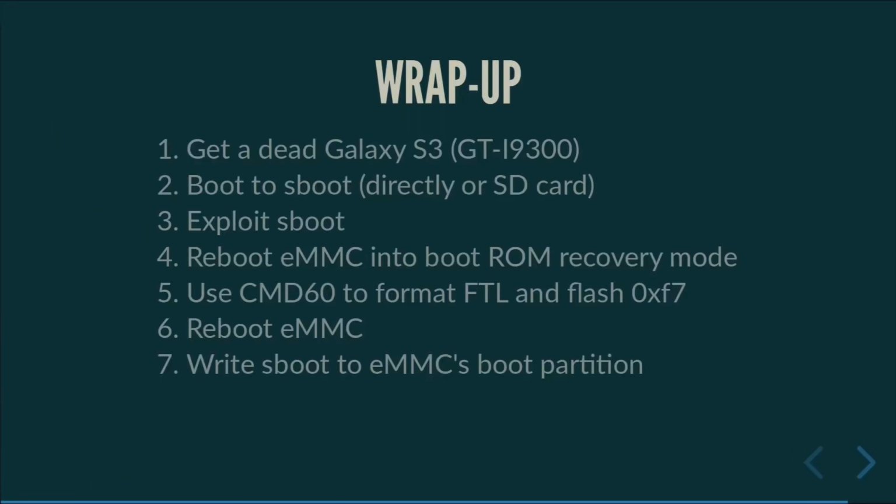From the shellcode, reboot the eMMC into Bootrom recovery mode. Then use command 60 to format the FTL metadata and flash the new firmware, F7 firmware. Then reboot the eMMC so the firmware boots. And then you can write S-boot to the eMMC's boot partition. And there's another step, which is to profit. And this means it's demo time. So I pray to the demo gods that it's going to succeed.